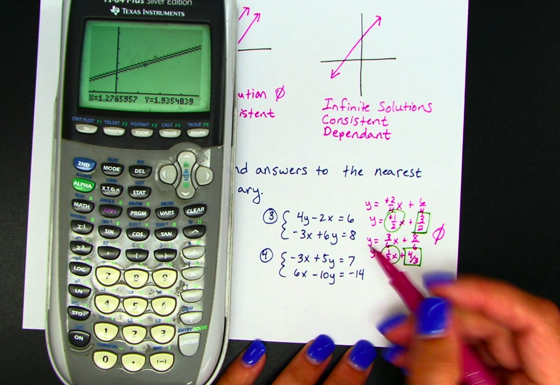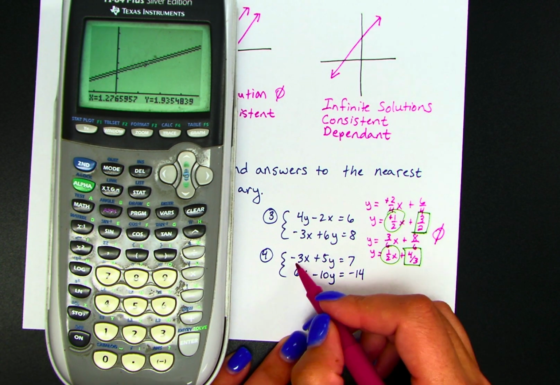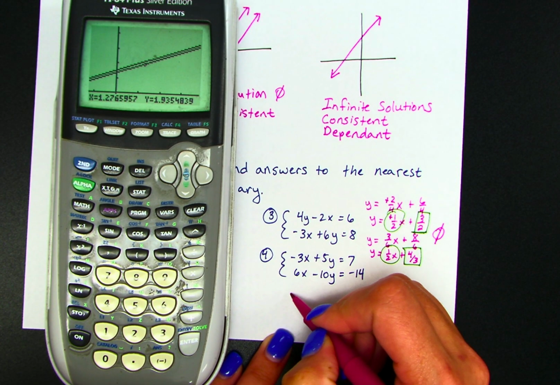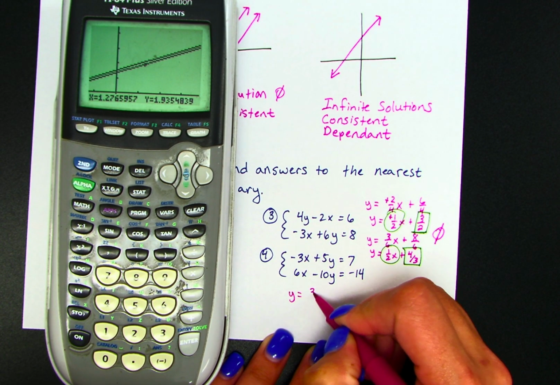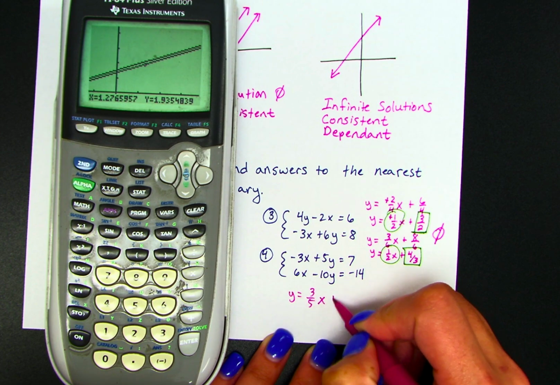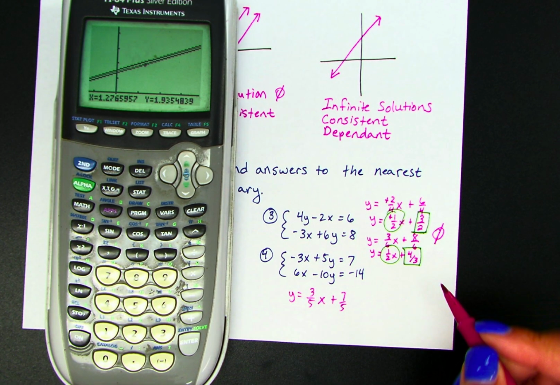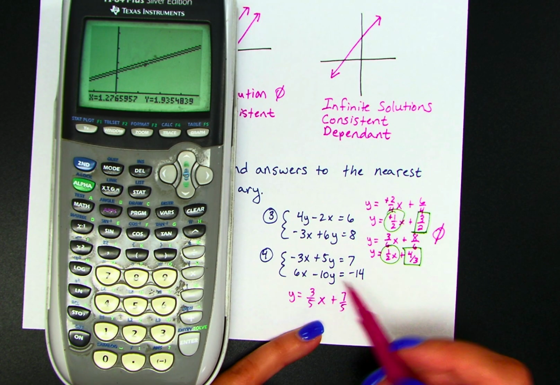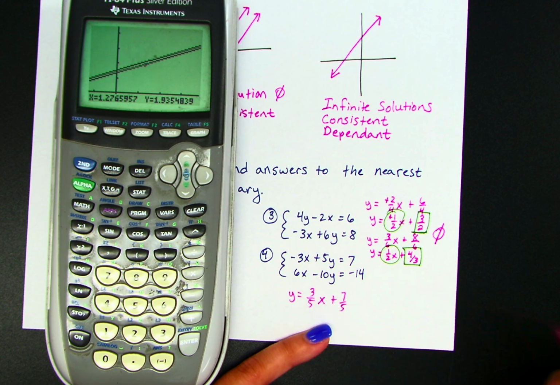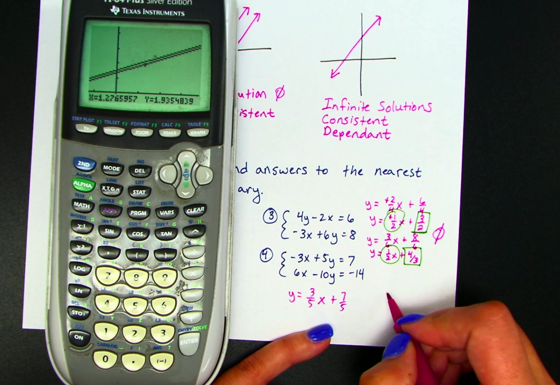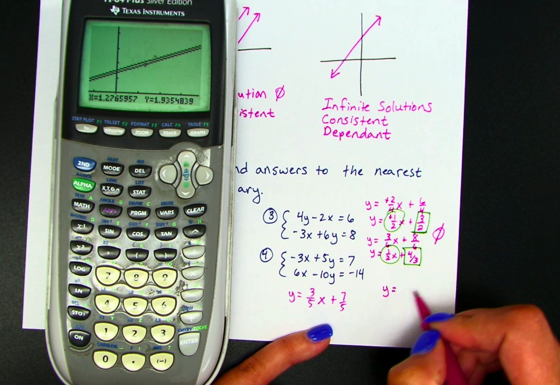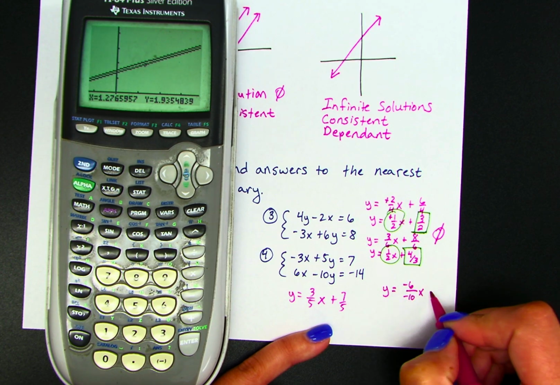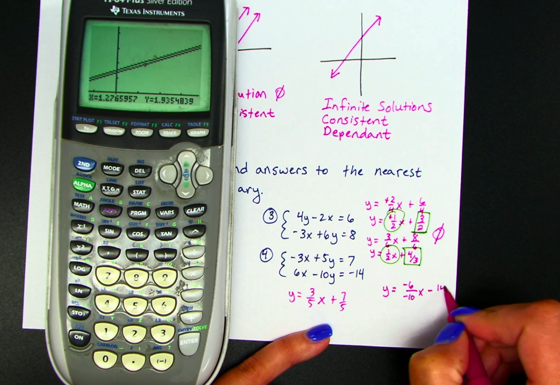All right, last example. So again, we have to solve for y. So that means I'm adding the 3x over and then dividing everything by 5. So that will be y equals 3 over 5x plus 7 over 5. And then here I am adding 6, subtracting 6, dividing by negative 10. So y equals negative 6 over negative 10x and then minus 14 over negative 10.